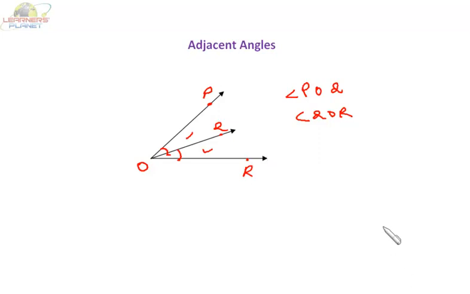Let me make a quick recap. In this figure, angle POQ and angle QOR are adjacent angles because they have OQ as a common arm and O as the common vertex. I hope you are clear.